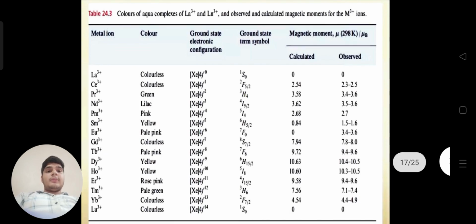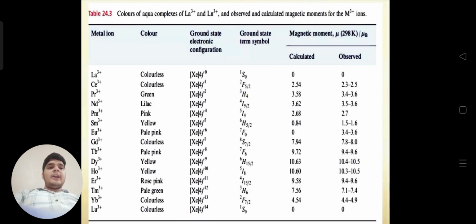The colors of the complexes of lanthanum and Ln3+ are observed, and the magnetic moments of the M3+ ions are calculated. As we see, lanthanum with 3+ positive charge is colorless, cerium also colorless, and we see that terbium with 3+ positive charge has a pale pink color. As we also already saw in the ground state electronic configuration above, the calculated magnetic moment and observed magnetic moment have very little difference, as we can see.